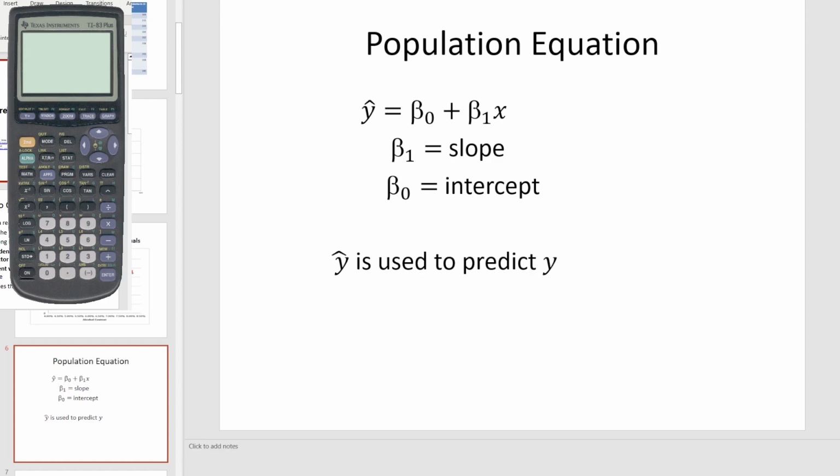Our population equation is going to look like y hat is equal to beta naught plus beta 1 x, where beta naught here is the slope and beta 1 is the y-intercept. Here, y hat is going to be used to predict y.